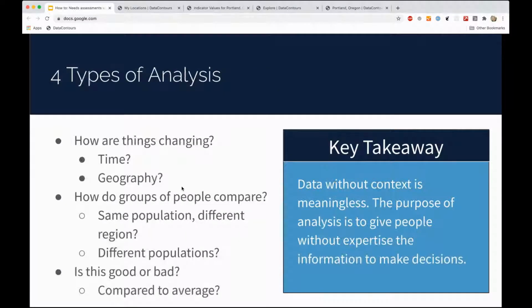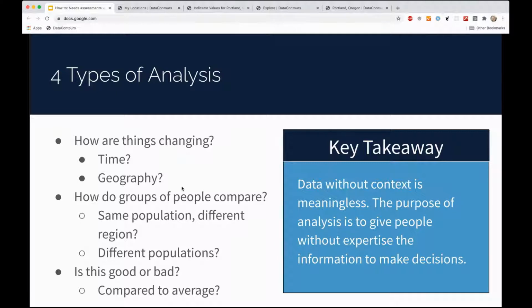So there's typically four types of analysis or four ways of looking at the data that you'll want to think about. And I'll start now with the big picture takeaways. We say this a lot. Data in and of itself as just a number is meaningless. It's context that makes it helpful.